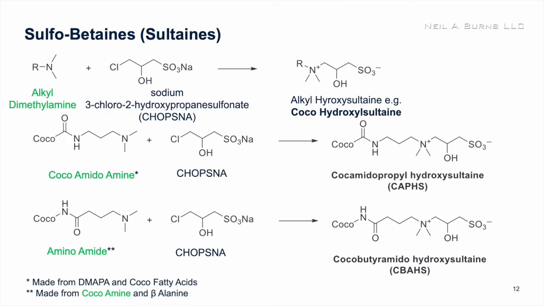And finally in this group, the sultaines or sulfobetaines, going through some wonderfully named intermediates, including CHOPSNA, sodium 3-chloro-2-hydroxypropane sulfonate, starting from various amine intermediates or starting points, as you can see on that slide.